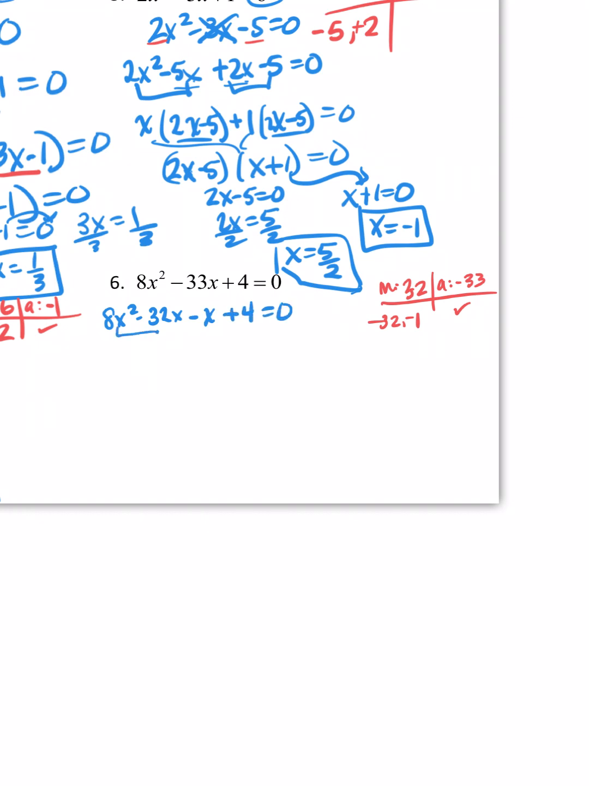All right, first two terms, all I can take out is an 8x. That leaves me with x minus 4. Bring down the minus, and then these two don't have anything in common, so I'm just going to divide by negative 1. So it'll be x minus 4.